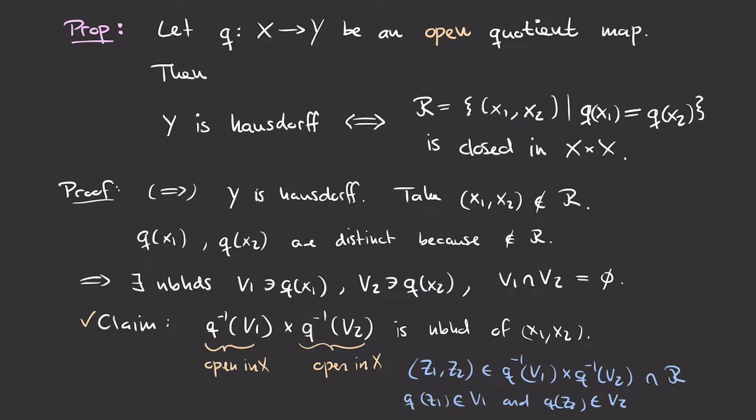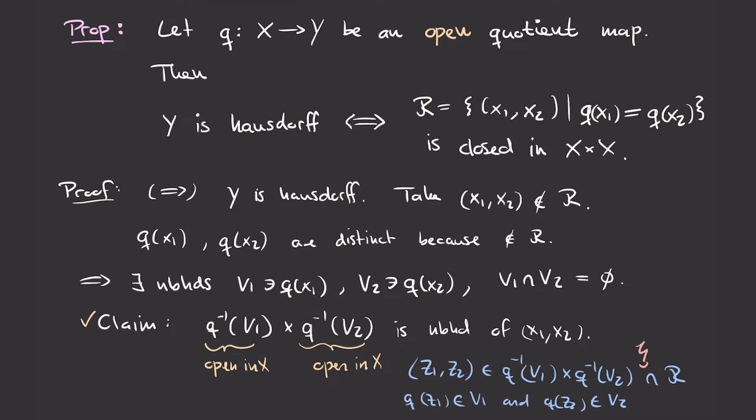On the other hand, the points in R are precisely those tuples such that q of the first component is equal to q of the second component. Thus, on the one hand, q of z1 is definitely not equal to q of z2 because of this condition, but because (z1, z2) lies in R also, this means that q of z1 is equal to q of z2, and that is a contradiction, which shows that, in fact, there cannot be such a point (z1, z2) in the intersection.